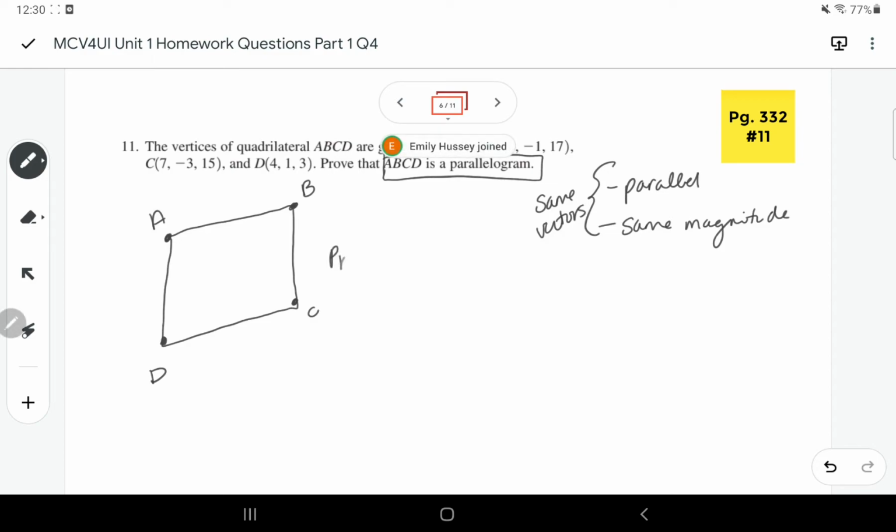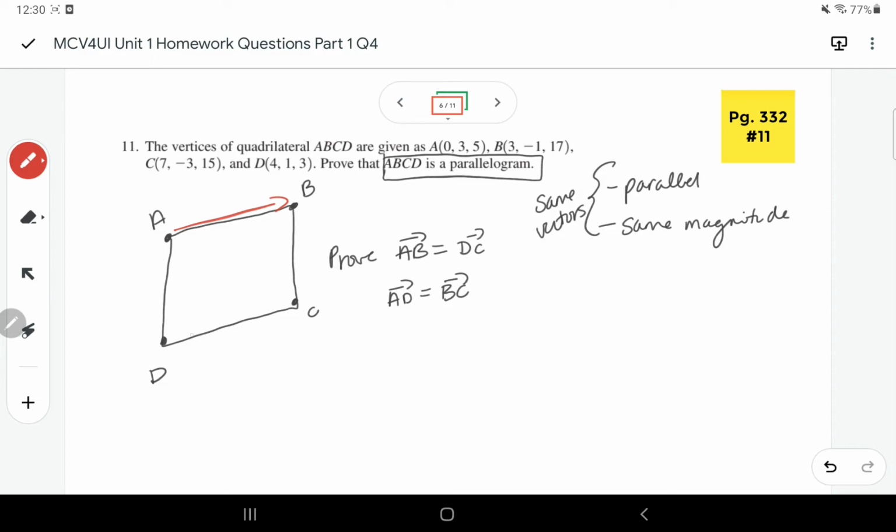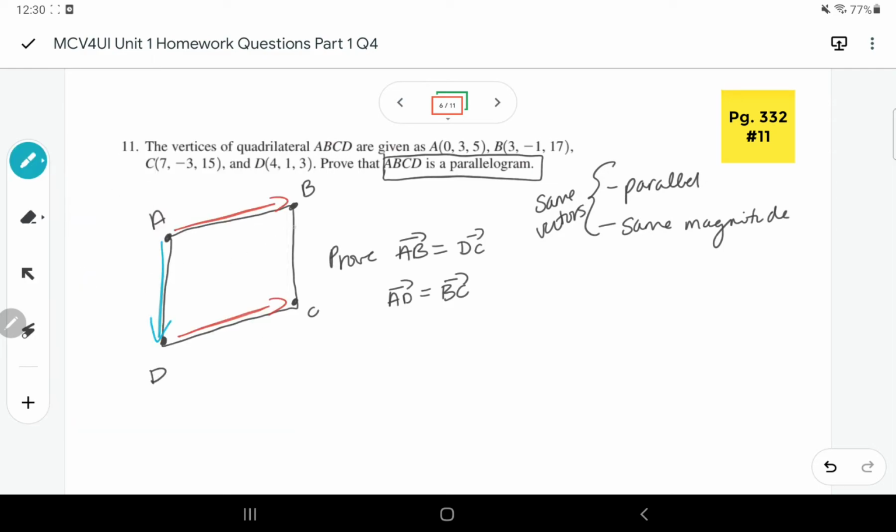So what we really want to prove is that vector AB equals vector DC, and vector, let's say, AD equals BC. If those two things are true, then we know if these vectors are equal and these vectors are equal, then this is a parallelogram. So that's how we're going to prove this.